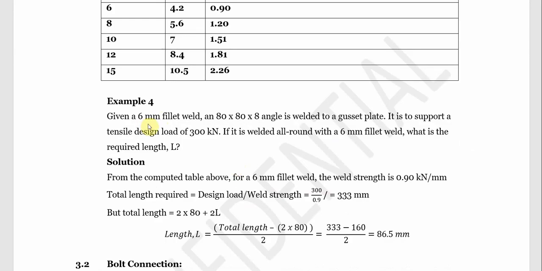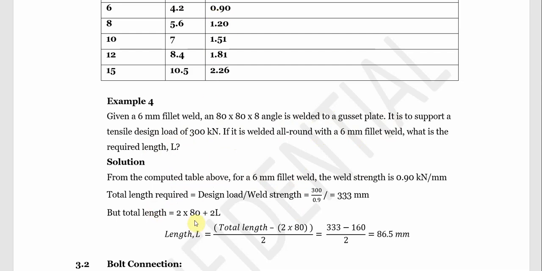Let's say, for instance, we have a 6 mm fillet weld, and this fillet weld is to be used to join an angle of 80 by 80 by 8 mm, and it is to be welded to a gusset plate, and it is to support a design tensile load of 300 kN. Now, if it is welded all round with a 6 mm fillet weld, what is the required length? The weld strength for the 6 mm fillet weld is 0.9.